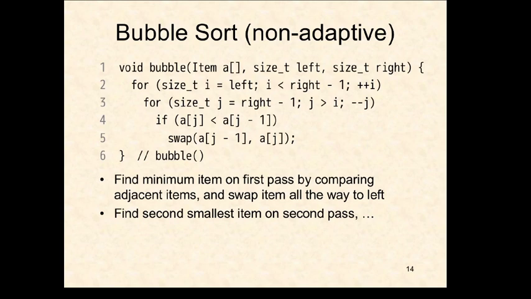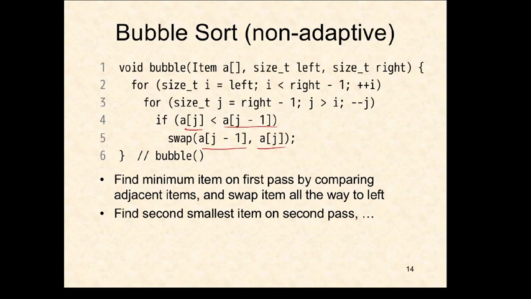Okay, so our first sort here is bubble sort. This is the non-adaptive version. We're going to improve on this. So this is the simplest version of bubble sort. And the basic idea of bubble sort is I always compare adjacent elements, and if they're out of order, I swap the adjacent elements. And my swap, I could reorder the swap there to do a sub j comma a sub j minus 1. Doesn't really matter.